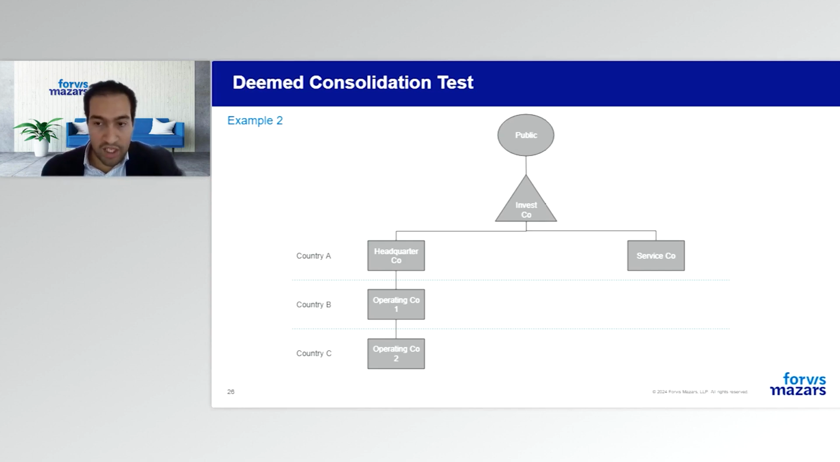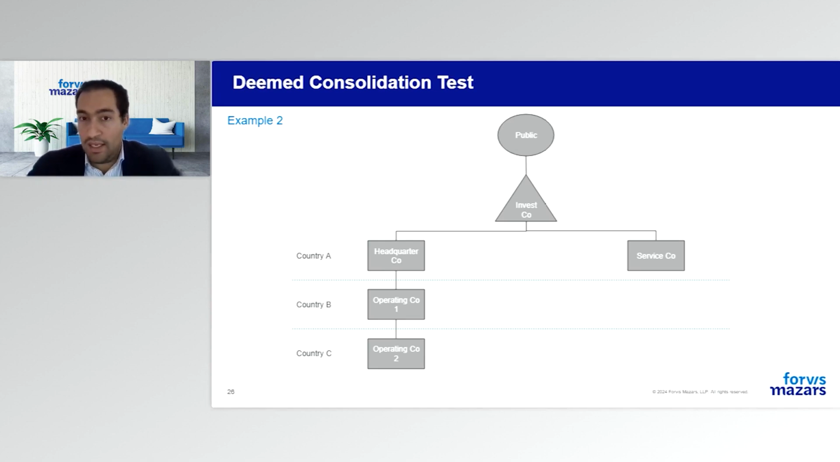But let's imagine another world where Headquarter Co would apply, let's say, an IFRS standard. It would be in a position to consolidate its subsidiaries, Operating Co 1 and 2. And based on that, Headquarter would be in a position to ask whether Investco, if it does not prepare any consolidated accounts, would have been required to do so under a deemed consolidation test. And if the answer is yes, then the group would be at the level of Investco.